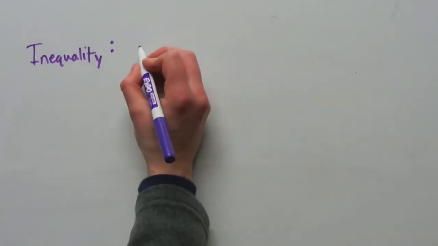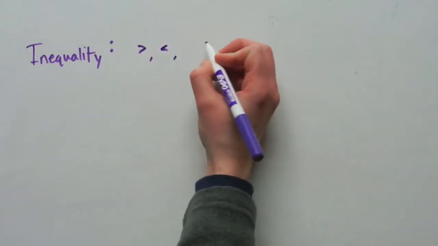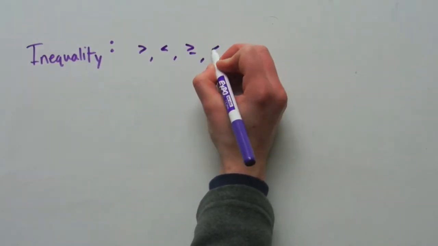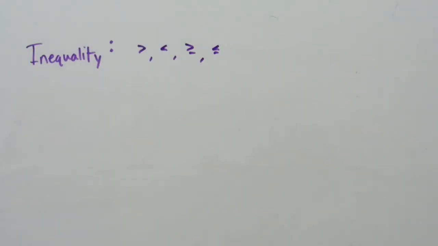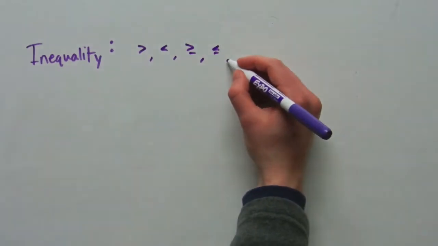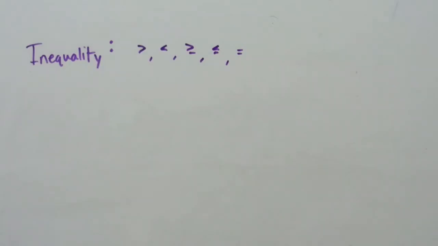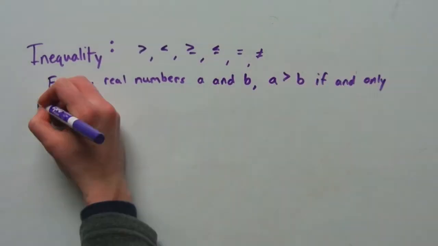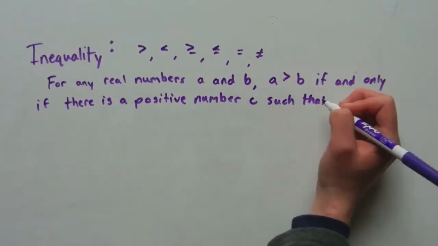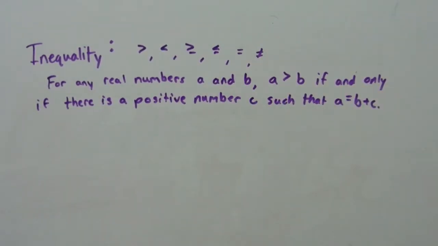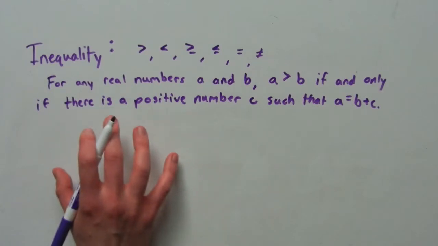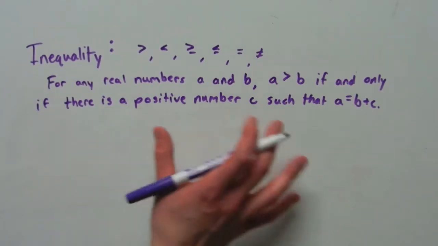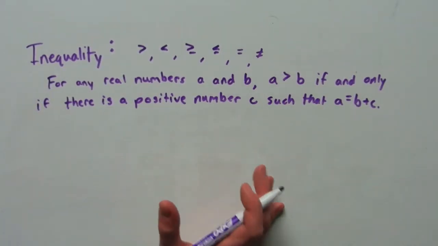If you remember from algebra, inequality was represented with greater than, less than, greater than or equal to, or less than or equal to. And if we're comparing numbers, we could also say that numbers could be equal or not equal. So for inequality, think about it as comparing a value. We either have something that's greater than another value, less than another value, or those two values are equal to each other.